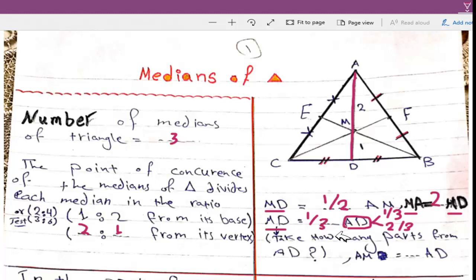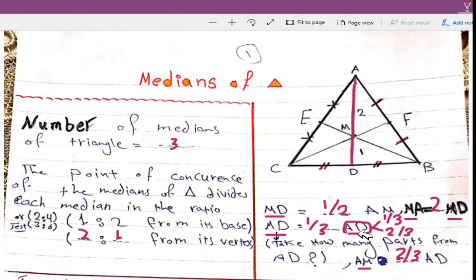Why? Because you have how many parts? I have 3 parts. 2 plus 1 is 3 parts. Okay, now you have AM equals how many of AD? AM is the longest one, so it will be 2/3 of the median. So if we talk about the median, you have to think about a third or 2/3. The smallest is a third of the median, and the longest is 2/3 of the median.